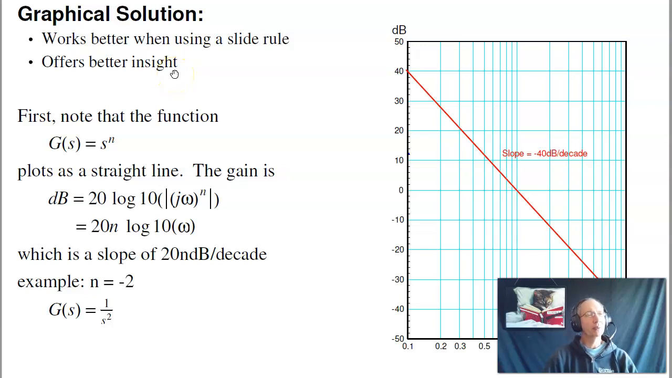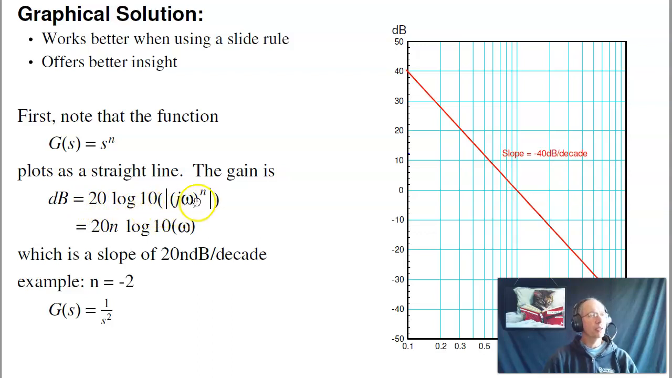Now, first note, if I have a gain of s to the n on log paper or on a Bode plot, that plots as a straight line. If I take this in dB, dB is 20 times log base 10 of the magnitude.